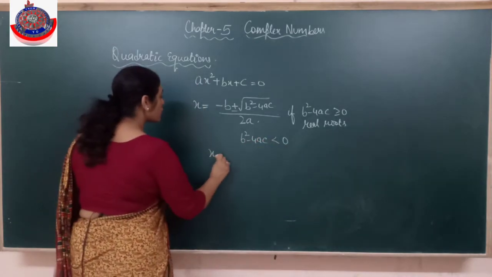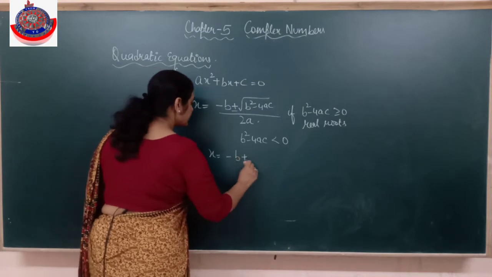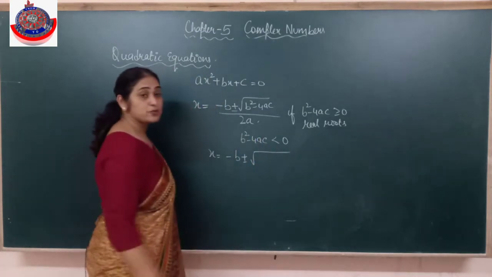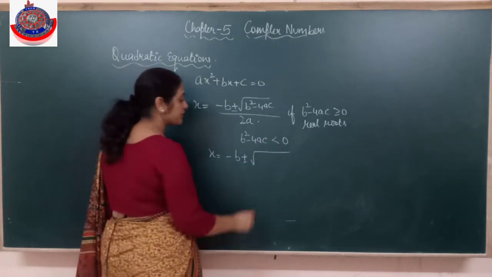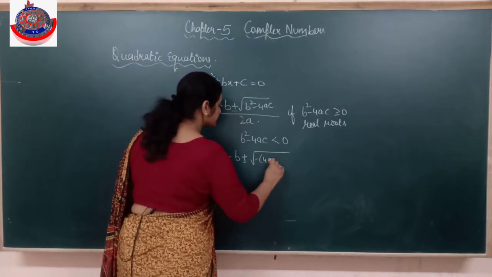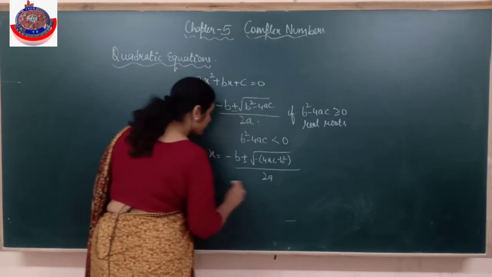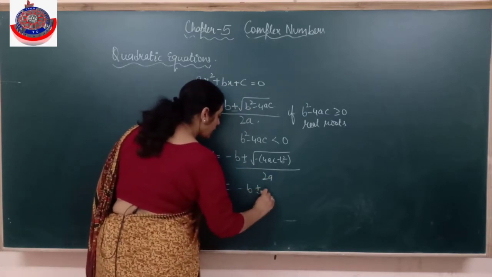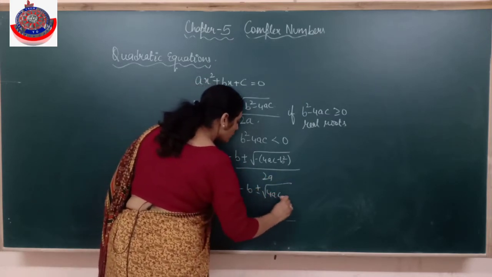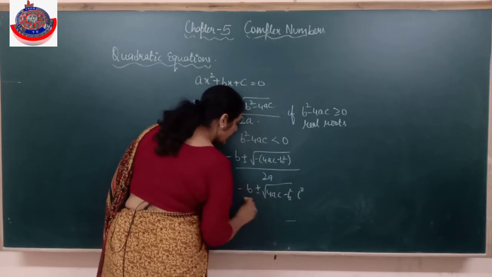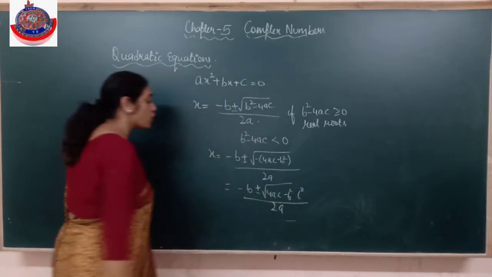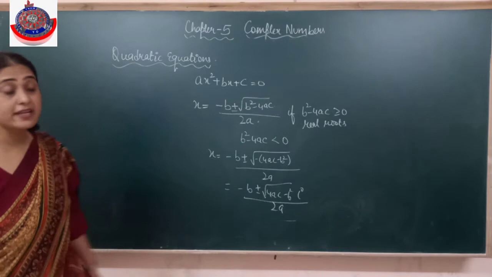If it is less than 0, what will happen? Suppose b square minus 4ac is less than 0, that means there is a negative sign. So if an under root negative comes, what happens? We keep it outside with iota. That means now we are going to solve the complex roots of quadratic equation.